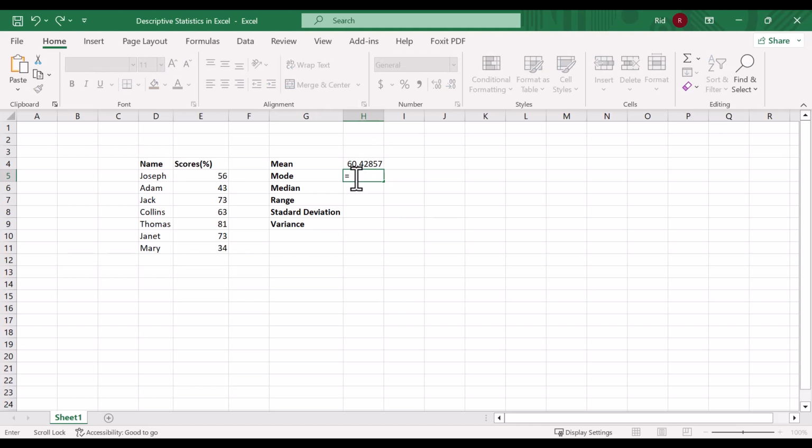Now the mode. We are going to be using the mode function. We're going to highlight that same range and use the mode. So you see that we have the mode as 73.